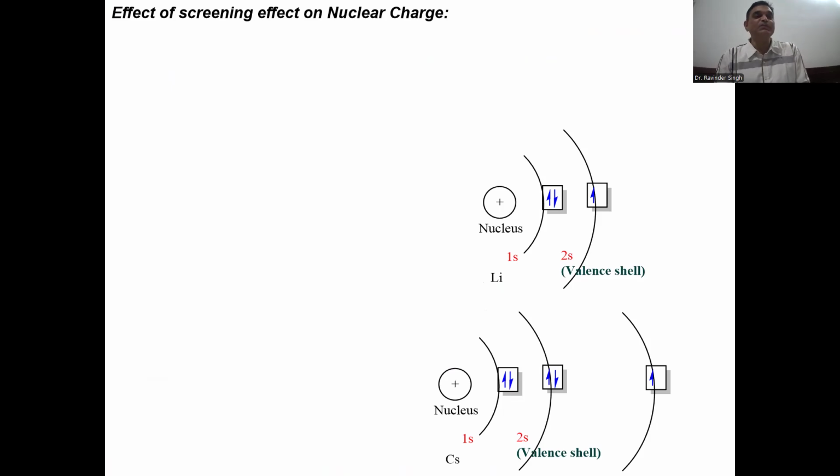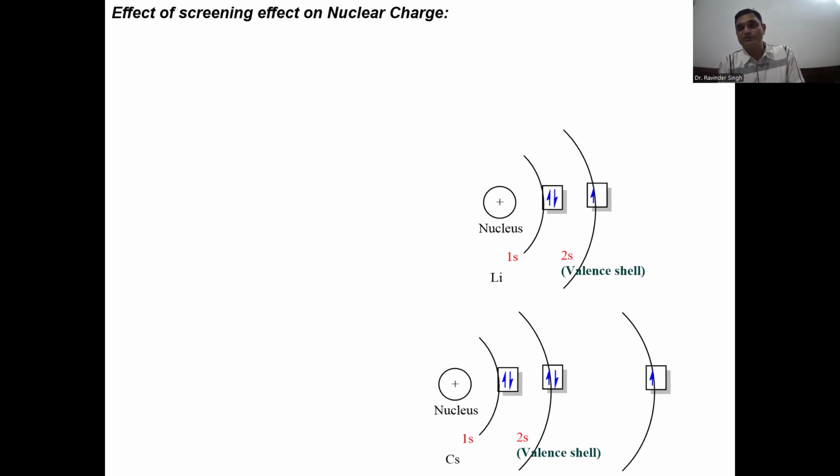Now the next topic is the effect of the screening effect on the nuclear charge. First of all, we must know about the nuclear charge. Nuclear charge means the positive charge present in the nucleus, or you can say the total number of protons present in the nucleus creates the nuclear charge. In the nucleus, the two main subatomic particles are protons and neutrons. Neutrons are neutral, so the positive charge is present only on the protons. So the total positive charge is only due to the protons.